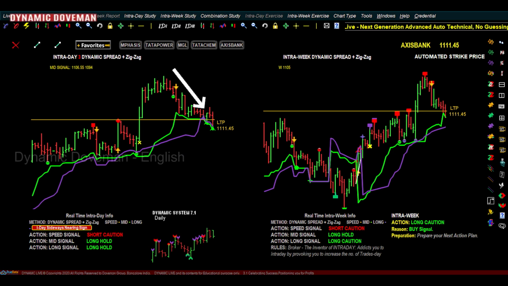So at 1121, after the ID3 speed signal gave a sell, that is the place where we took a short. Now after we took a short, the price again started coming down. As it started coming down, again in ID3, we got a signal at this bottom where we exited the short position and we are taking a long position.